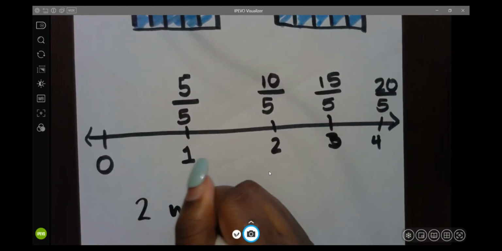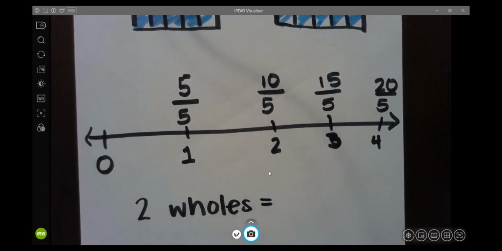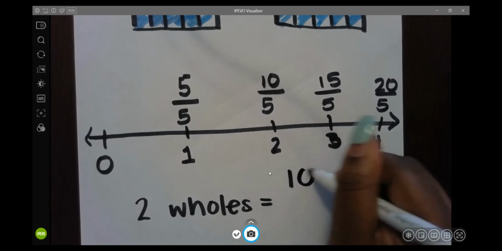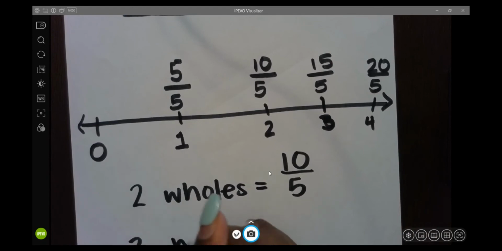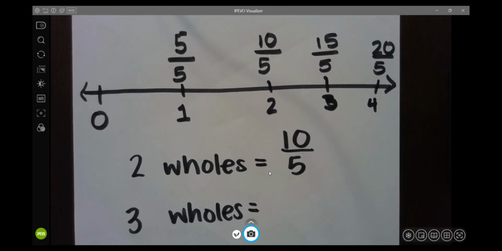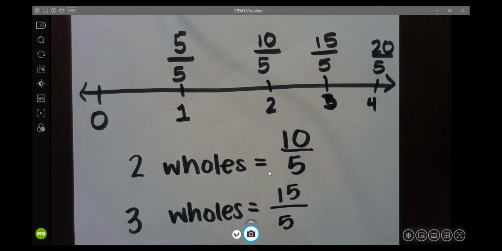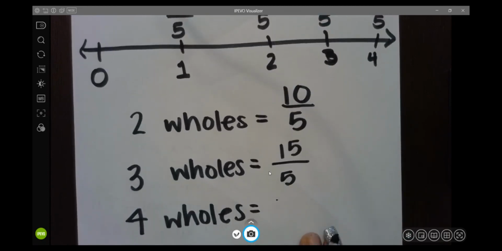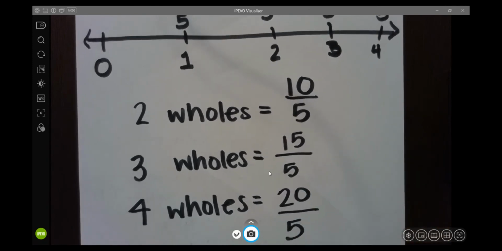2 wholes is the same as which fraction? 10/5. And 3 wholes is the same as 15/5. So 4 wholes is the same as, you're right, 20/5. All right, third graders, we'll see you tomorrow.